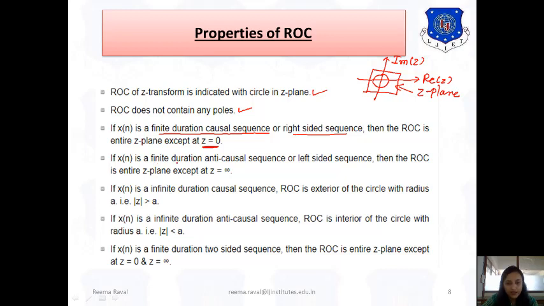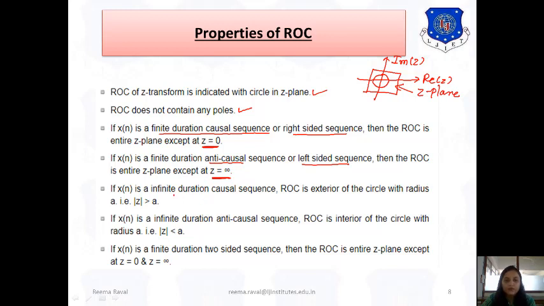And the reverse case, that means the next property, is: if X of n is a finite duration anti-causal sequence or left-sided sequence, then the ROC is the entire Z plane except Z equals infinity. That means in this kind of sequence we will get infinite values in the region Z equals infinity, and in the previous case we were getting infinite values for Z equals 0. This will be more clear to you when we solve the examples to find the ROC.